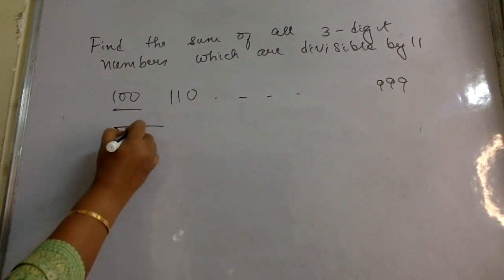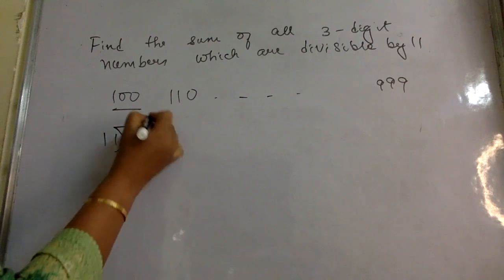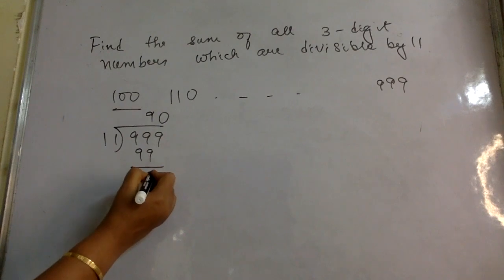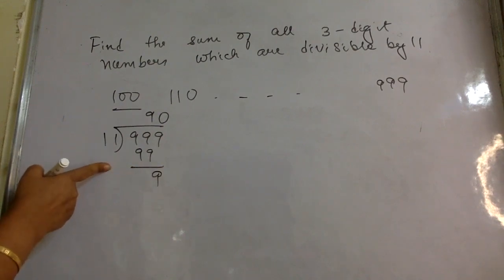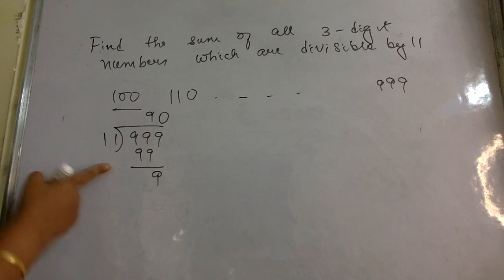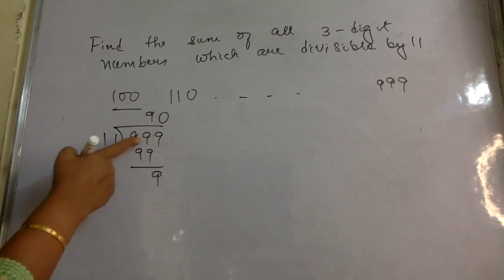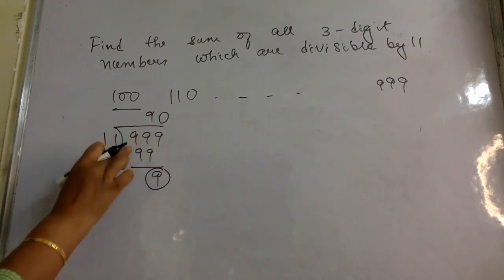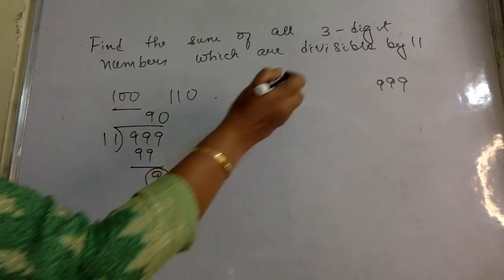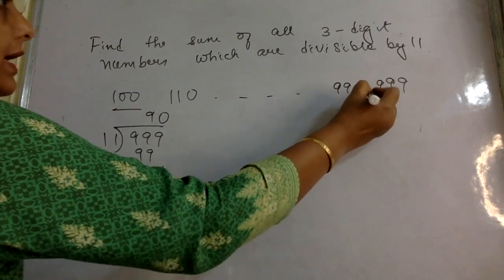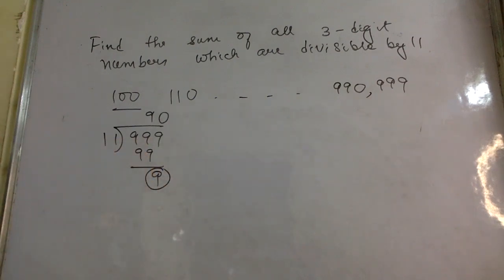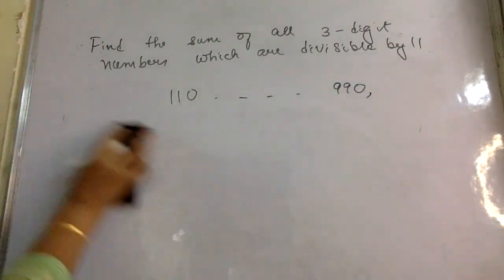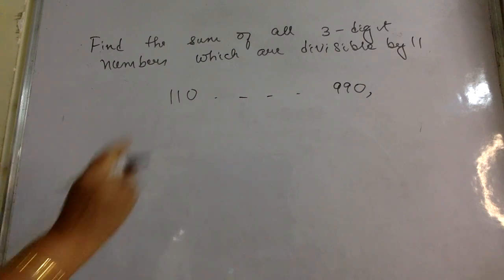What we'll do is 999 divided by 11, and 9 comes as the remainder. So what we can do is subtract 9 from 999. Because of only this 9 we are not being able to make a number divisible by 11. So when we subtract we get 990. Now our AP turns to, of course we have to leave out this, this is our AP. This is how we get the last term.